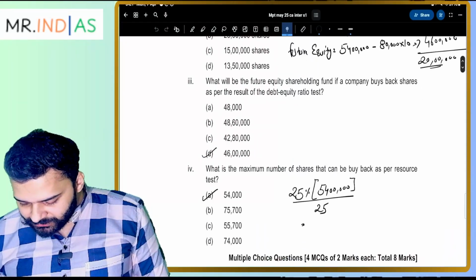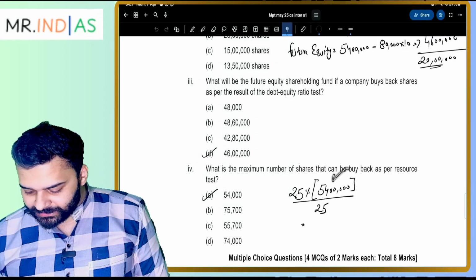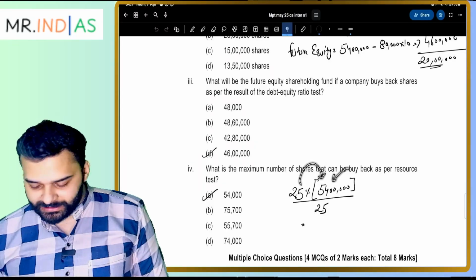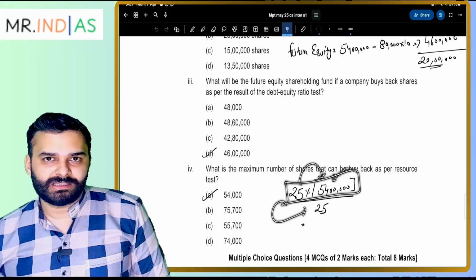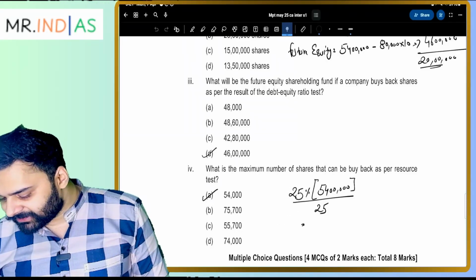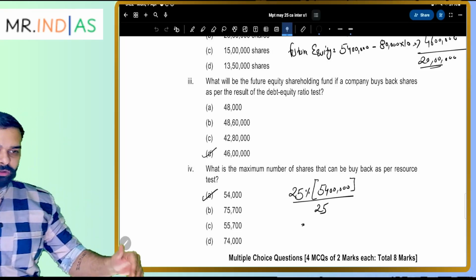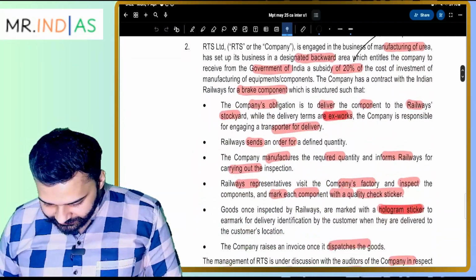What is the maximum number of shares that can be bought back as per the resource test? So you have 54 lakh of equity, and 25% of it as per the resource test can be bought back. This amount of buyback divided by the buyback price gives you the number of shares that can be bought back as per the resource test, which comes out to be 54,000. I hope the whole concept got cleared in your head with respect to that phenomenon.